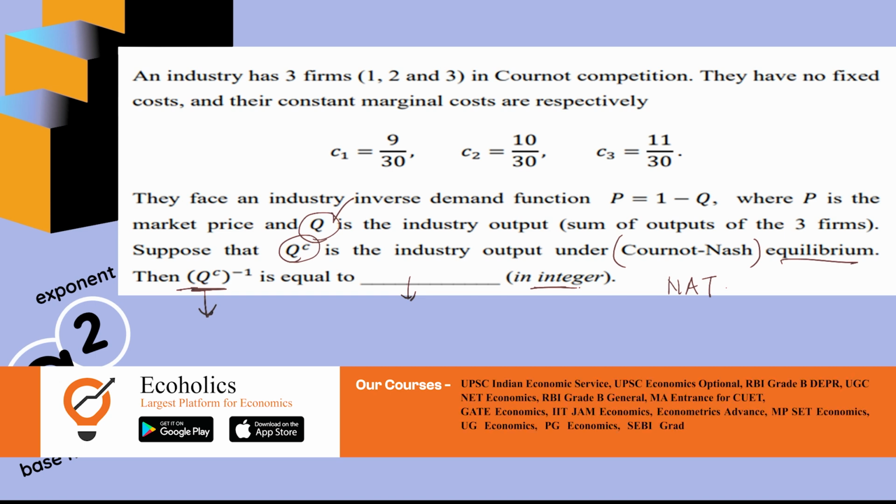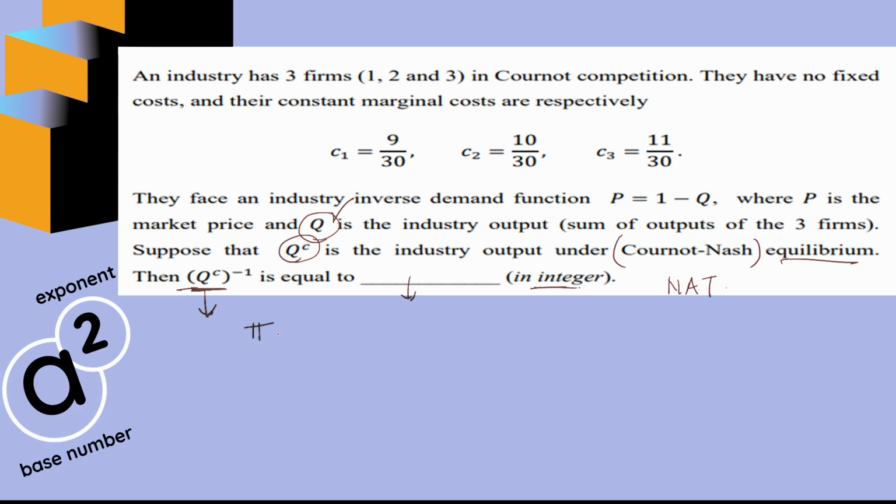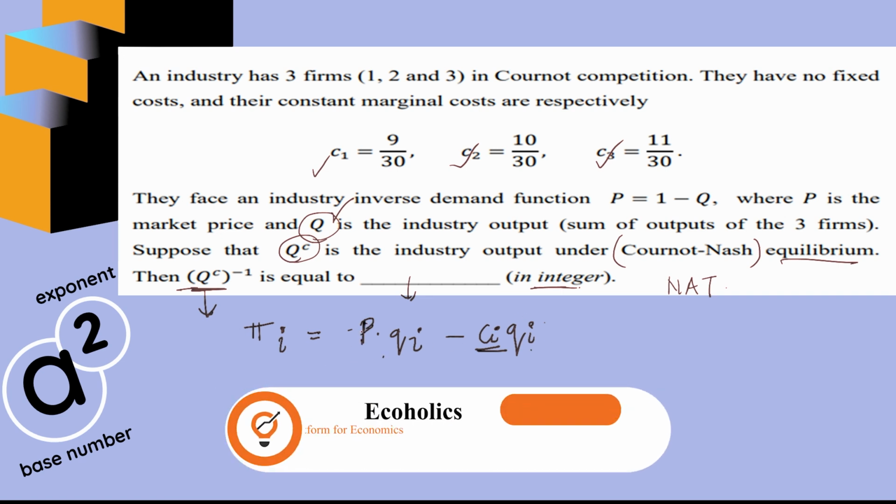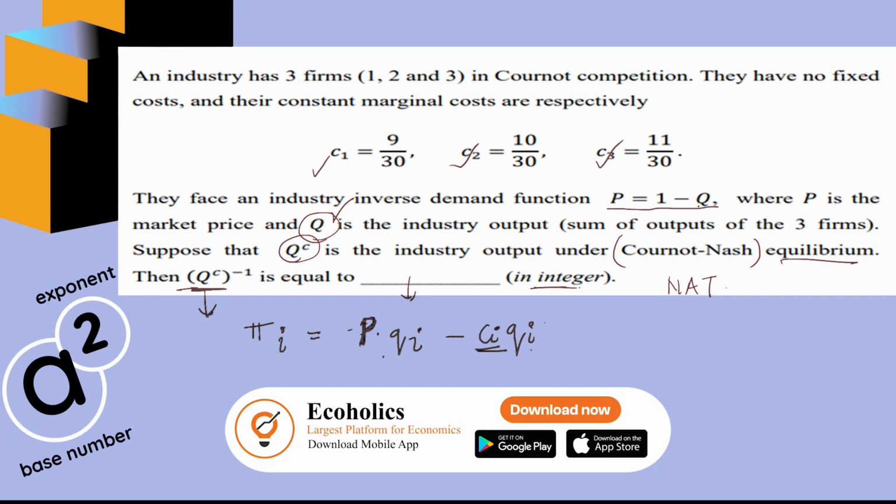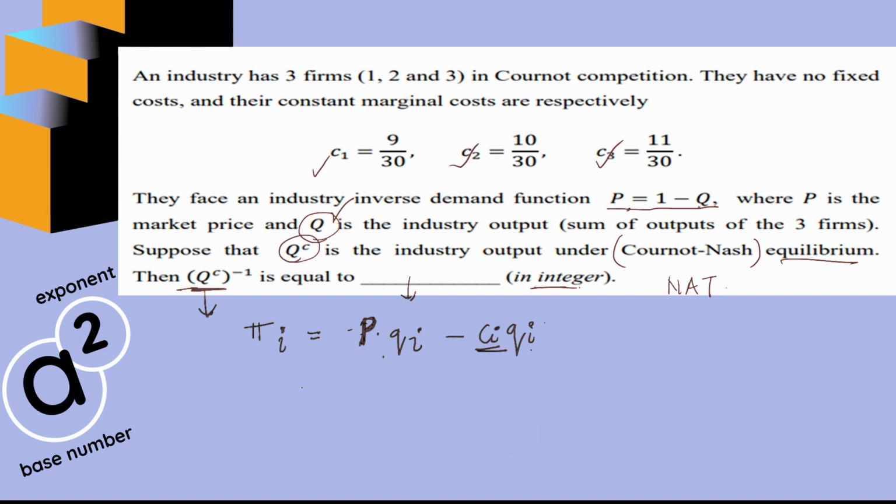First, you have to understand that we should be focusing on the profit functions. So how to arrive at the profit? Profit i is equal to P into Qi minus Ci Qi, where C1, C2, C3 are the costs and Qi are the quantities. P is being given here, and you have to substitute this. So we are going to look at firm 1, firm 2, firm 3 and so on. So let's take firm 1.